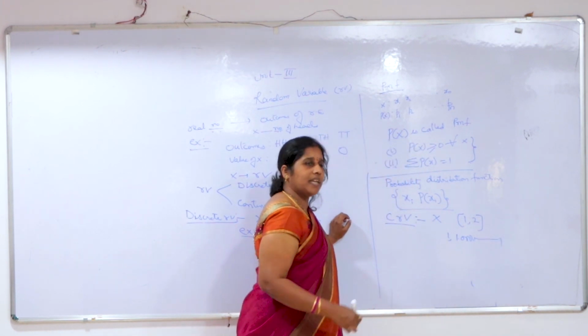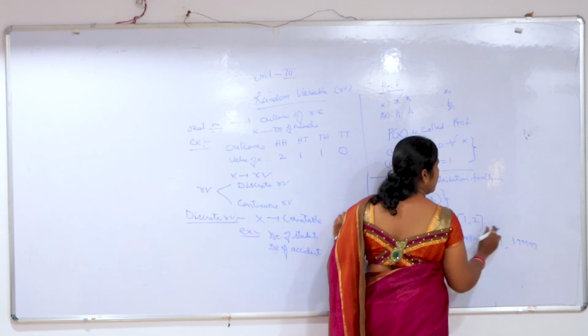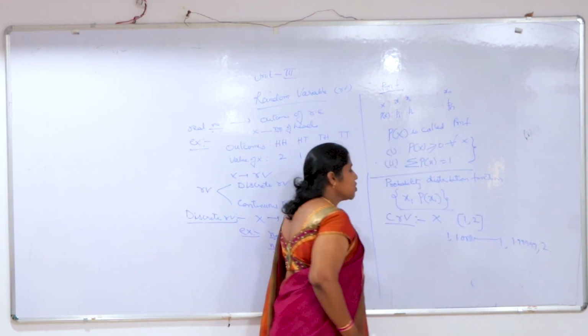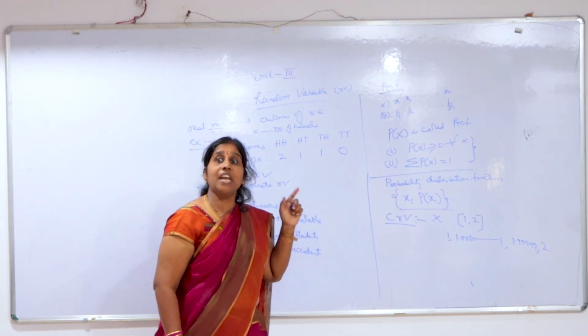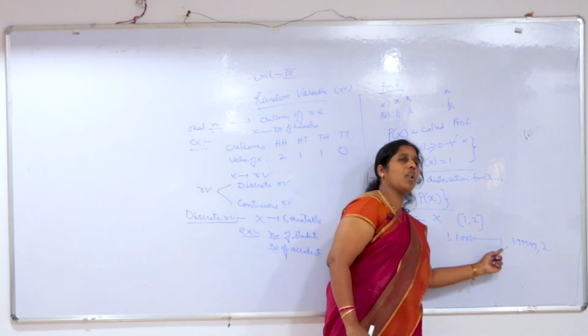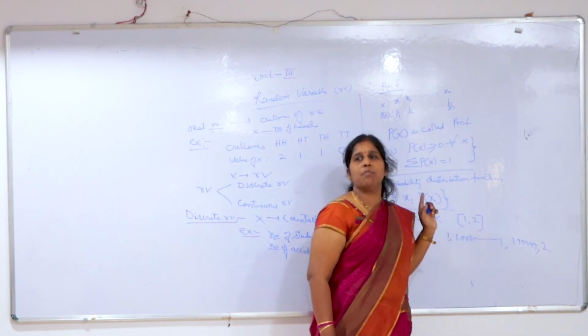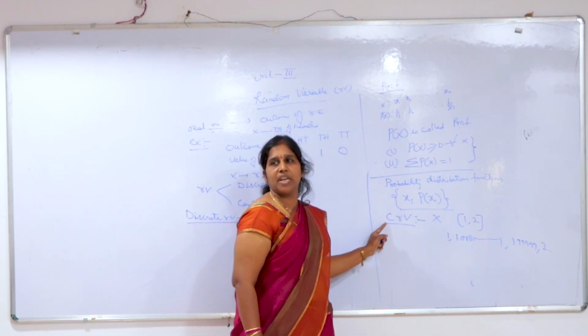1.000001 till 1.999999, and next comes the number 2. So in between 1 and 2, how many values you have? Uncountably infinite number of values are there. So if x takes all uncountably infinite number of values, then we call x as continuous random variable.